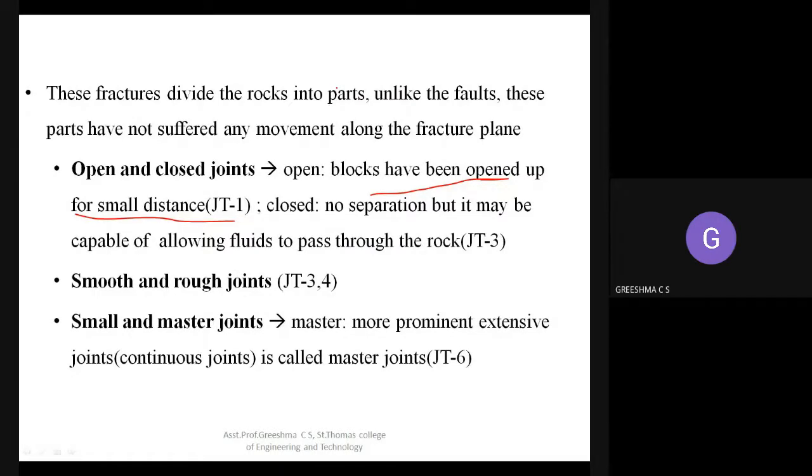Okay, next is small and master joints. This is not much important, I'm just telling you. You have to study about only open and closed. Okay, the next one is small and master joints.